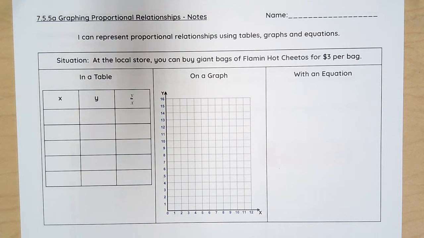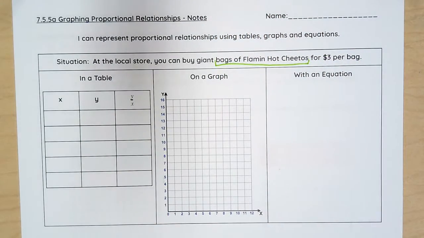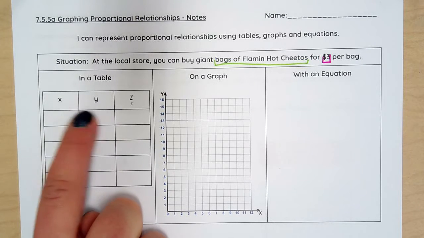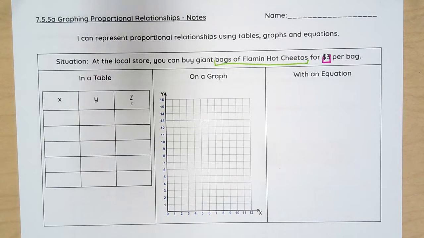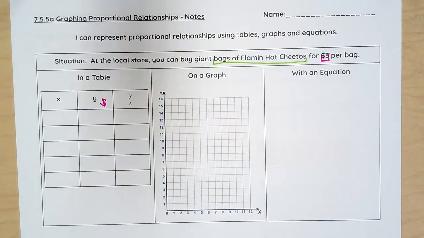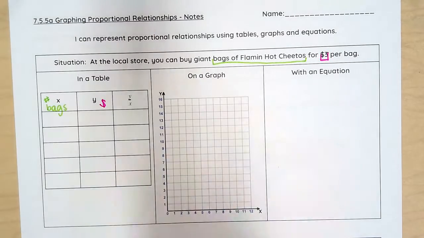It says at the local store, you can buy giant bags of Flamin' Hot Cheetos for $3 per bag. So we start like we usually do and think about what we are comparing. We are comparing here bags of Flamin' Hot Cheetos to the cost of those Cheetos. So in the table, we have to determine what X will be and what Y will be. Typically, our Y is our money or the cost, leaving X to be our bags, the number of bags.